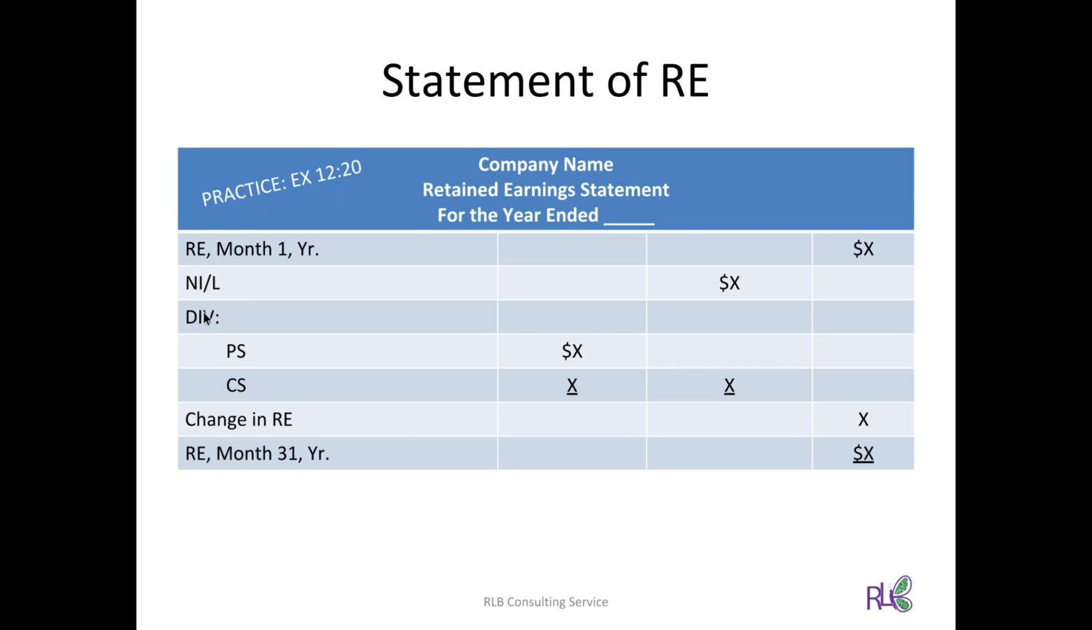And we're still going to subtract dividends, except now we have dividends for preferred stockholders and we have dividends for common stockholders, which we will subtotal here and then add or subtract net income or loss, and then get our change in retained earnings to get our ending. So again, exercise 20 is your practice for stockholders' equity.